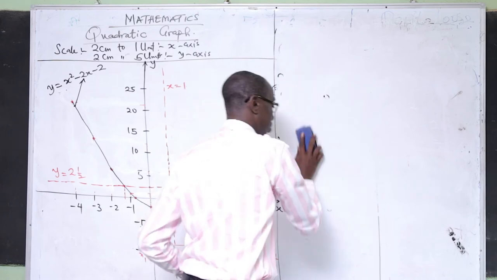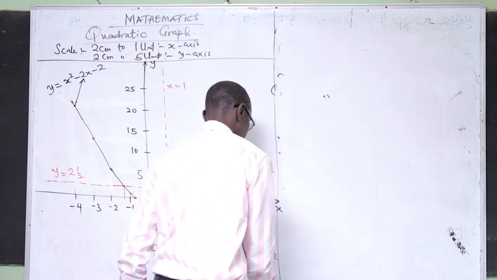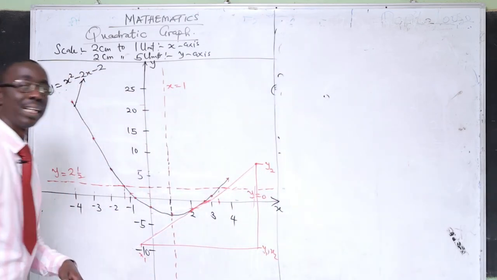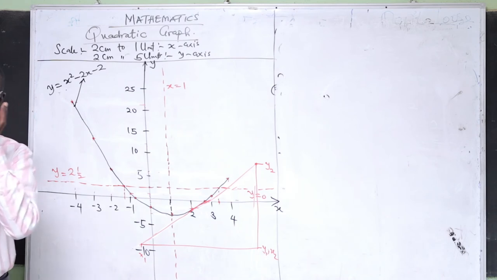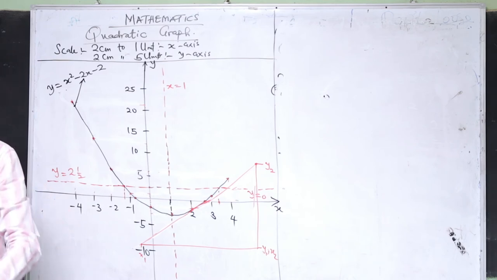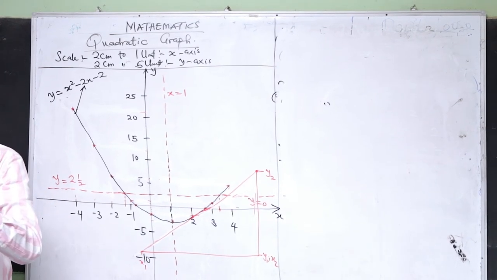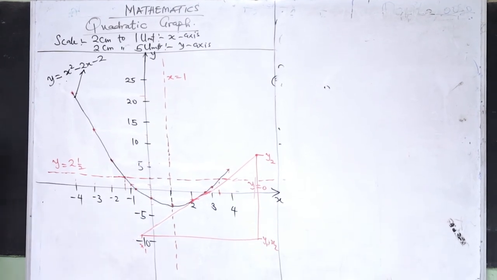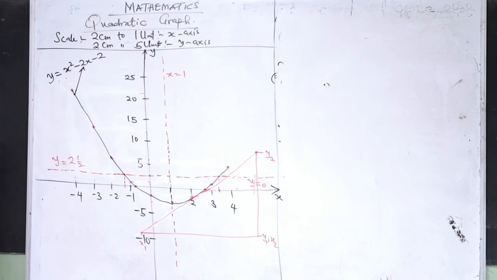The maximum value of y and the corresponding value of x. Now you should not look down. You should look up now. The maximum value of y and the corresponding value of x.